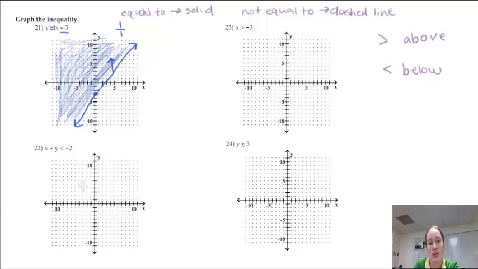It's really important. 22, in order to graph that line, I need to solve it for y. So subtract your x over to the right side. We get y is less than negative x minus 2. When we draw this, remember it's not equal to, so it's going to be a dashed line. So we draw negative 2, and then we're going down 1 and right 1. Because this is a negative 1. So our slope is negative 1 over positive 1. So we make it like a dashed line.